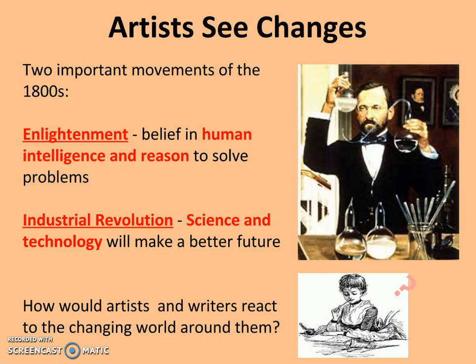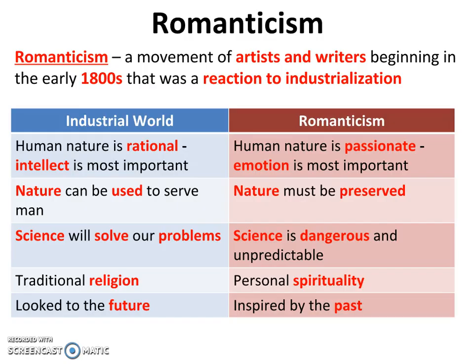And from the Enlightenment, this belief in human intelligence, we get the Industrial Revolution with its scientific discoveries and inventions and technology, and the belief that these will make for a better future. So the question is, how would artists and writers react to this changing world around them? Well, what we get is a reaction to this called Romanticism. Now, we think of that word romantic as meaning love or affection between people, but romantic also has another meaning, meaning to feel strong emotion.